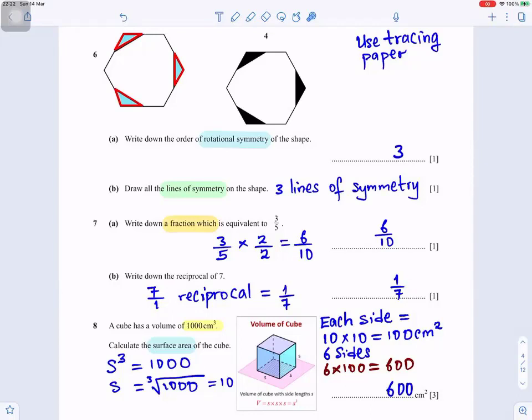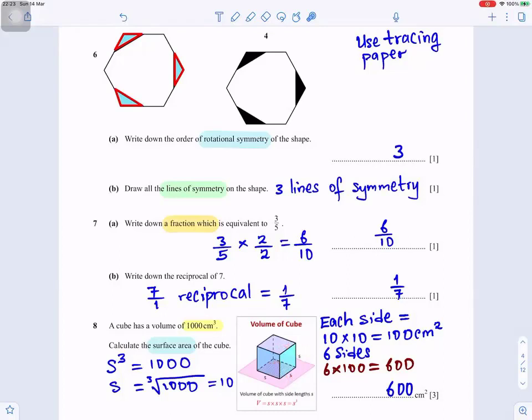Question number 8. A cube has a volume of 1000 centimeters cubed. Calculate the surface area of the cube. So we know the volume. Volume is length times width times height. For a cube, it's all the same. So we can say volume is S times S times S, which is S cubed. And that is equal to 1000. So what number do you multiply 3 times to get 1000? That means find the cube root of 1000. And that number is 10. So we know each side is 10.